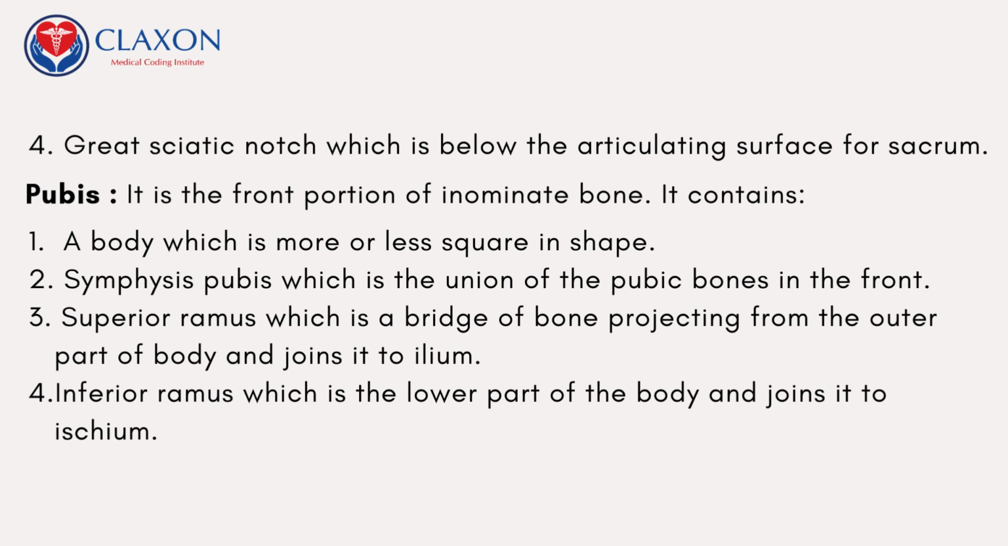Pubis, it is the front portion of innominate bone. It contains 1. A body which is more or less square in shape. 2. Symphysis pubis, which is the union of the pubic bones in the front. 3. Superior ramus, which is a bridge of bone projecting from the outer part of body and joins it to ilium. 4. Inferior ramus, which is the lower part of the body and joins it to ischium.